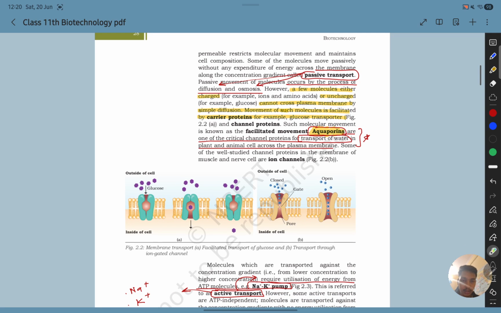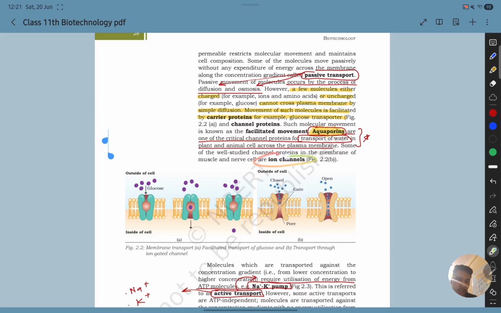Now, this is a PYQ. What do you mean by aquaporins? The simple thing is that aquaporins are critical channel proteins for the transportation of water in plants and animal cells across the plasma membrane. Aquaporins are like small channels in the cell membrane. This is a site for the exchange of water. Remember this, aqua means water. In both plants and animals, remember this.